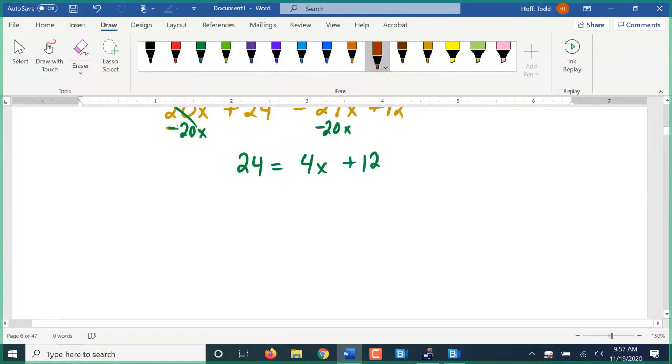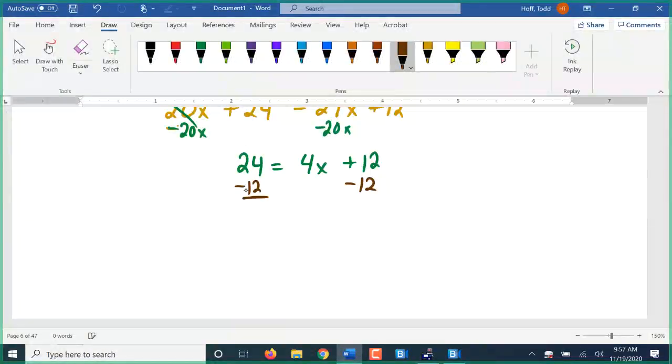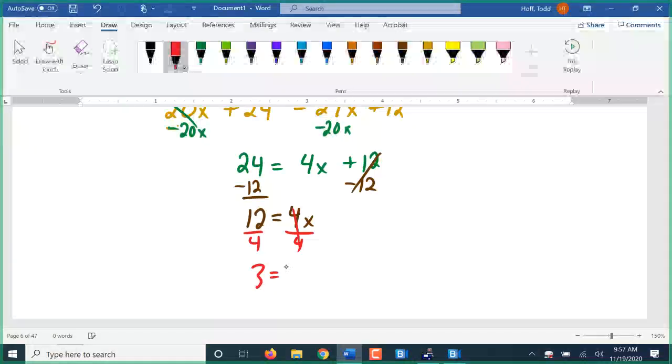We are going to subtract 12 from both sides. 24 minus 12 is 12 equals 4x. The 12 is canceled out. And we divide by 4. 12 divided by 4 is 3. So 3 equals x.